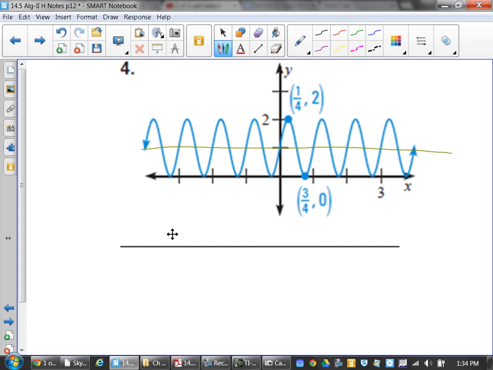It's a sine graph. It's a sine graph because you look at it, it starts at the vertical axis, goes to the maximum, then it goes to the minimum. So it starts here, goes up, then down. So you know that this has to be sine.